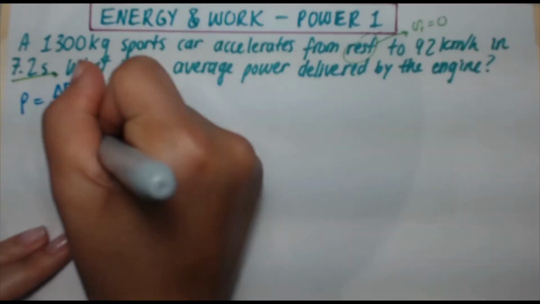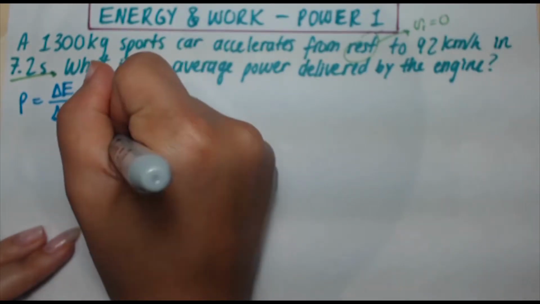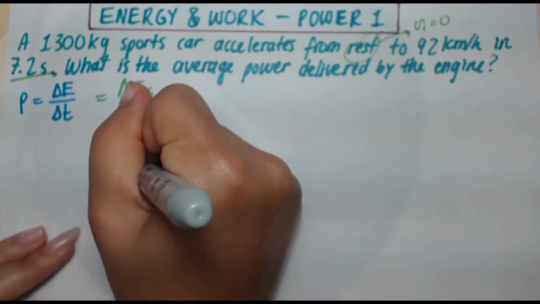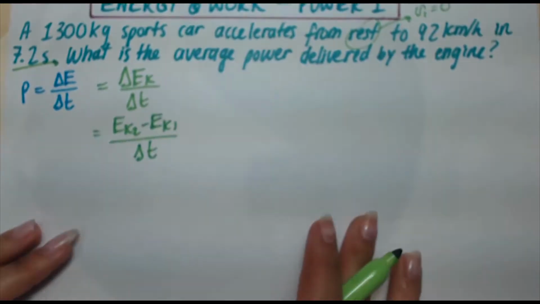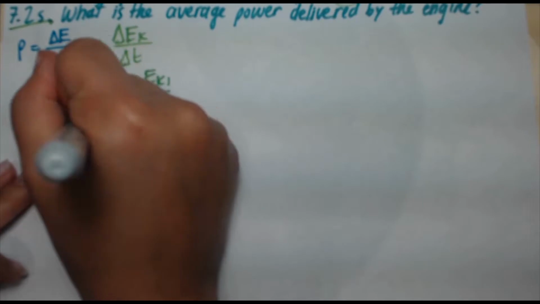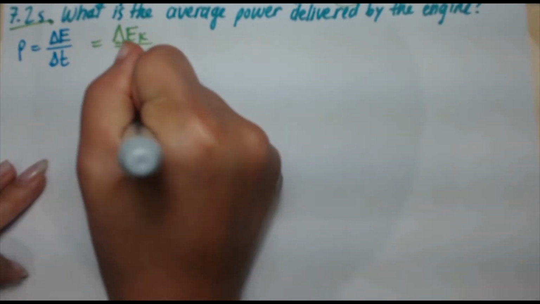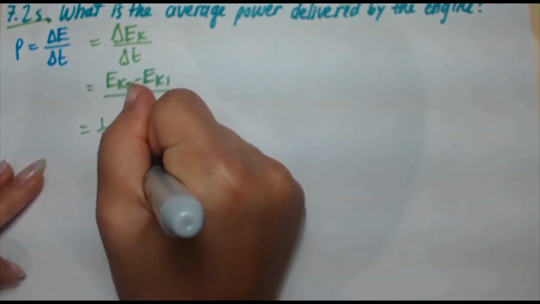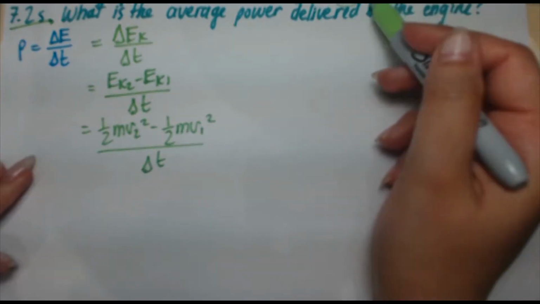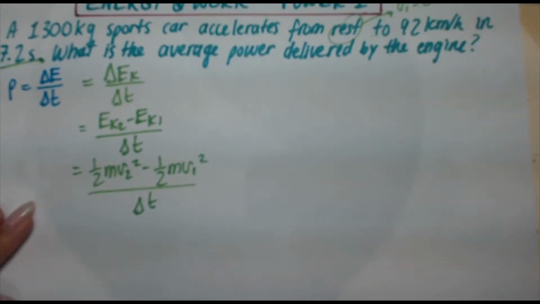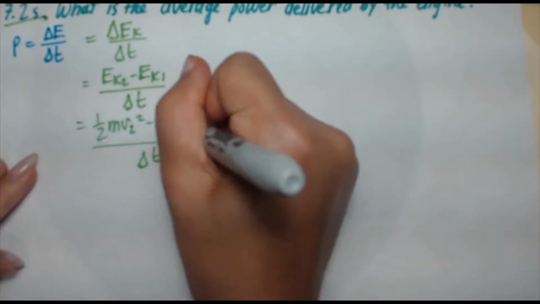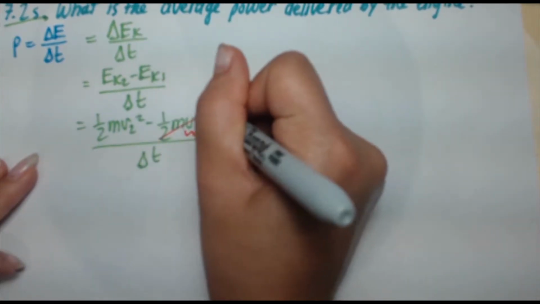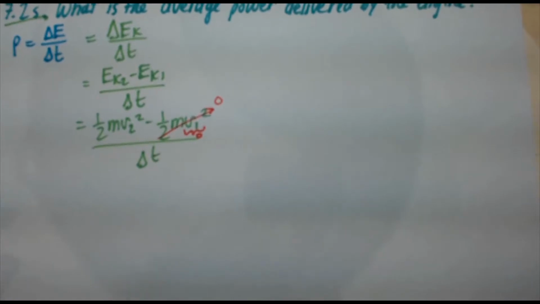Now delta EK we know is the change in kinetic energy. So that's EK2 minus EK1 over my delta T. Next you want to substitute your expressions for the change in kinetic energy. So 1/2 mv2 squared minus 1/2 mv1 squared all over delta T. Here's where that V1 equals 0 comes in handy. If V1 is 0, V1 squared is 0, and 0 times anything is 0. So this entire piece disappears, which makes things a lot easier.